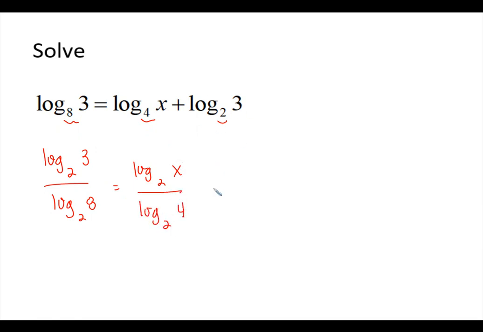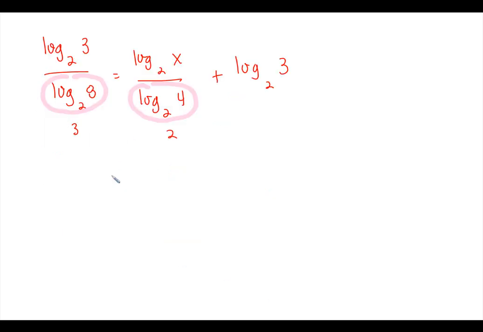Now this is already in base 2, so I'm going to leave this as is, okay? The reason why we do this is because now you notice these denominators right here will simplify and give us a whole numerical value. So log base 2 of 8, we know this is 3, log base 2 of 4, we know this is 2. So basically now the problem becomes log base 2 of 3 over 3 is equal to log base 2 of x over 2 plus log base 2 of 3.